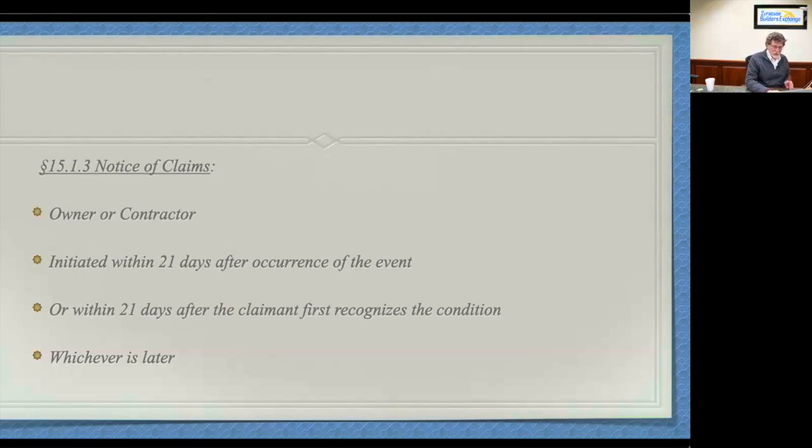21 days is often changed in the supplementary conditions. Look for it, please, because it is very often shortened. 14 days, 12 days, 7 days, who knows, 2 days, could be anything. But you'll be held to whatever is in the supplementary general condition, because that will typically take precedence over the standard form document. Read the contract.